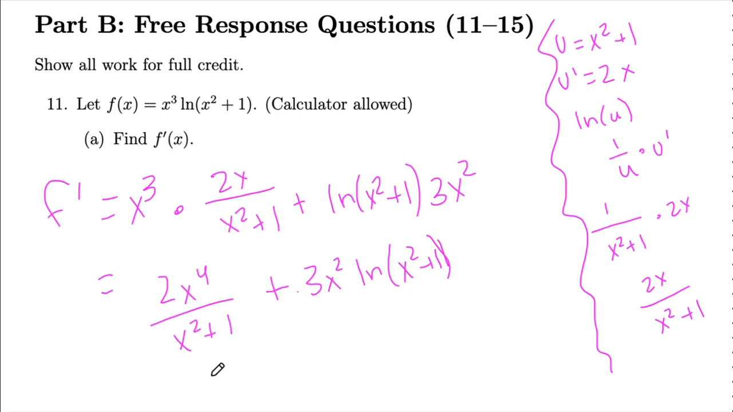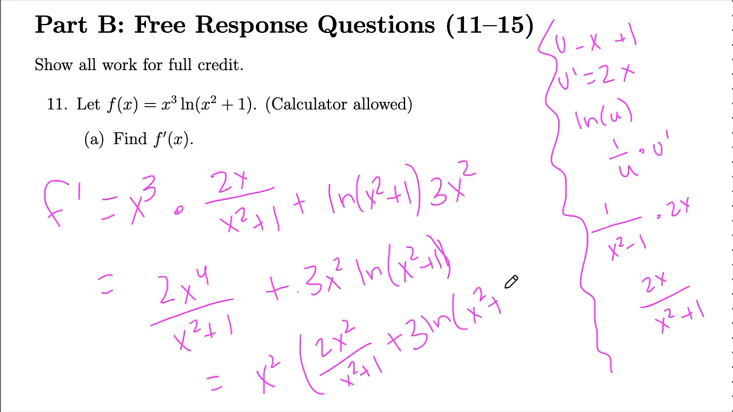All right, last thing we could do here is we could factor out a GCF of x squared coming from this term and this term. So we would get x squared times 2x squared over x squared plus 1 plus 3 natural log of x squared plus 1. And that would, of course, all equal f prime.